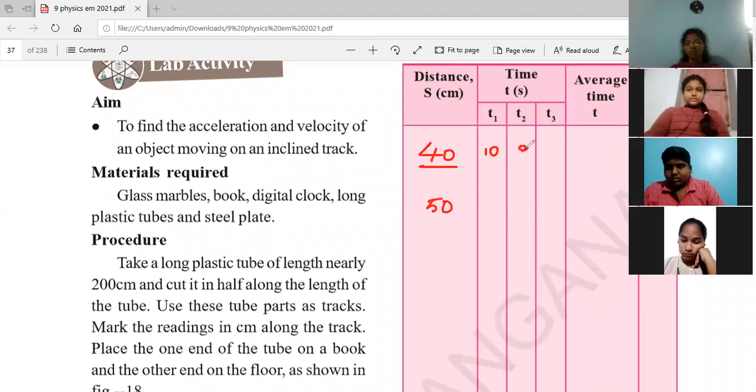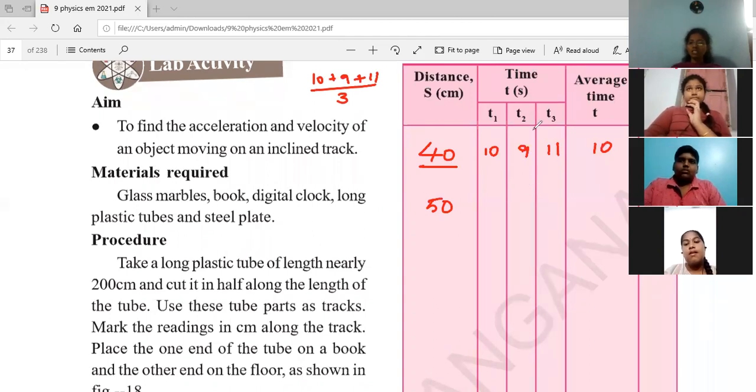9 seconds. Okay, 9. 11. Okay, 11. Then what is the average time here? You have to add these three: 10 plus 9 plus 11, divided by 3. 30 by 3 is 10. Teacher, 10.